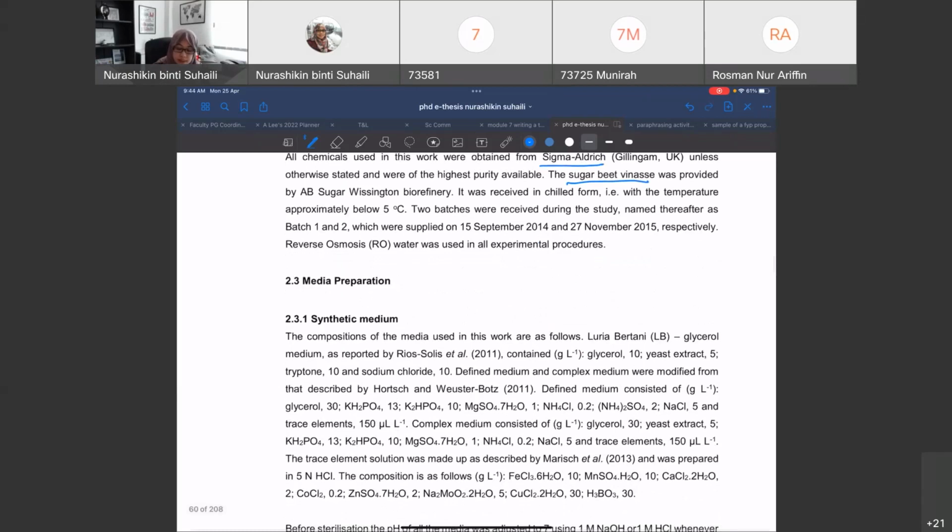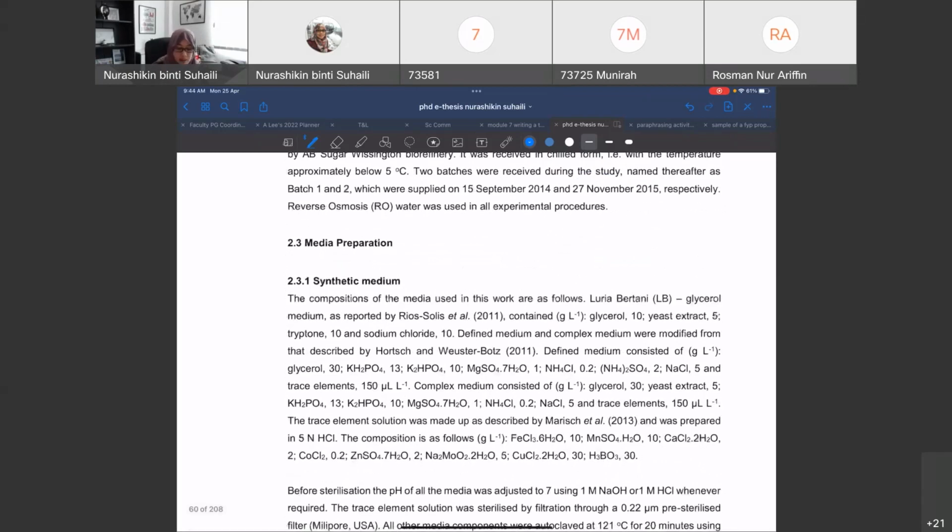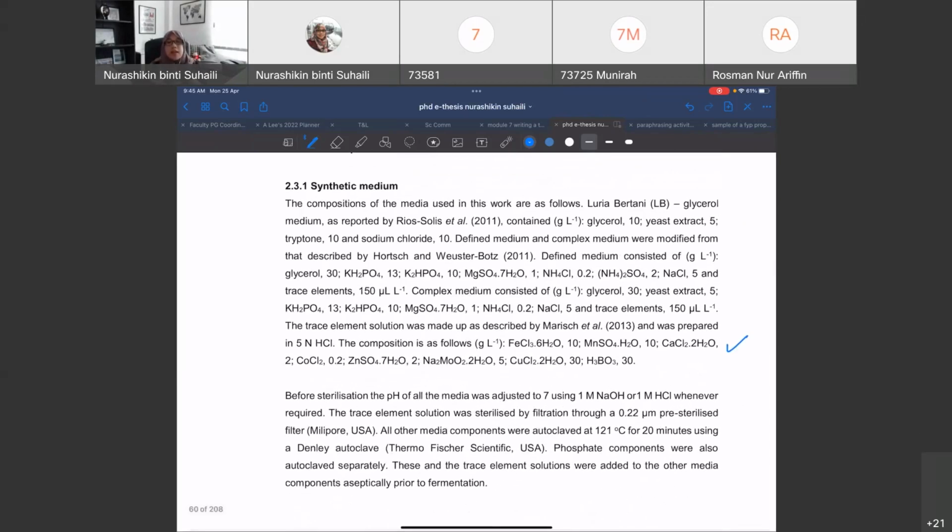So the next part here is media preparation. When I talk about media preparation, of course I'm talking about all the chemicals, so you don't need a list of chemicals for everything. Here in media preparation, I describe how I prepared the synthetic media, I prepare this and this, and I mention the media consisted of all of this. So I don't need an independent list of materials. This is what I meant by the method and the materials being merged together.